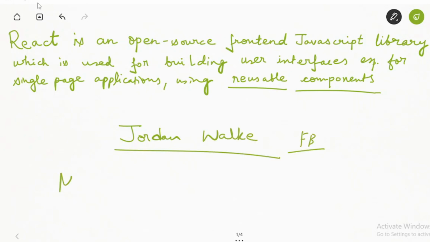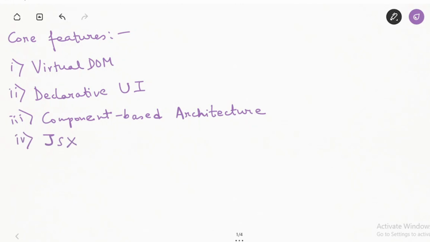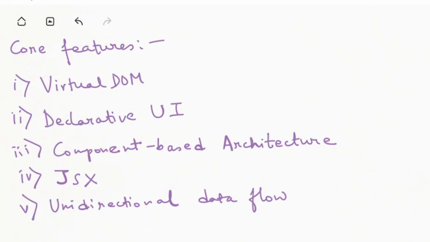So what are the major features of React? The major features of React can be segregated into its core features and advanced features. Let's go ahead and look into its core features. Its core features are virtual DOM, declarative UI, component-based architecture, JSX, and unidirectional data flow. Let's discuss each of them individually.